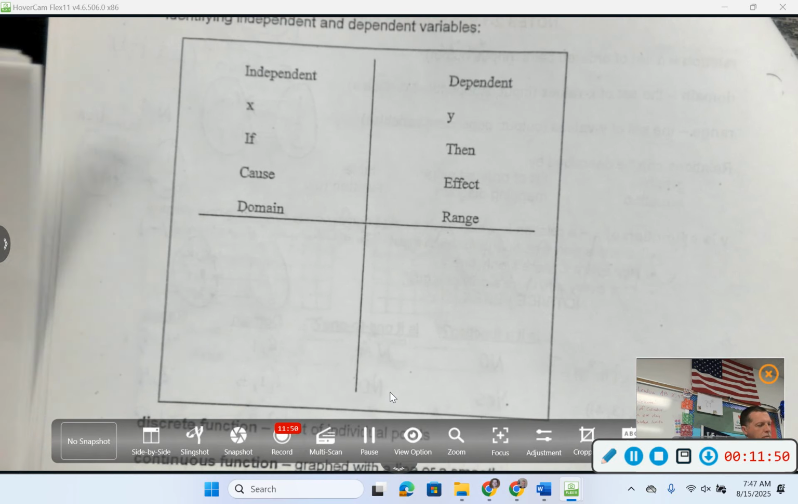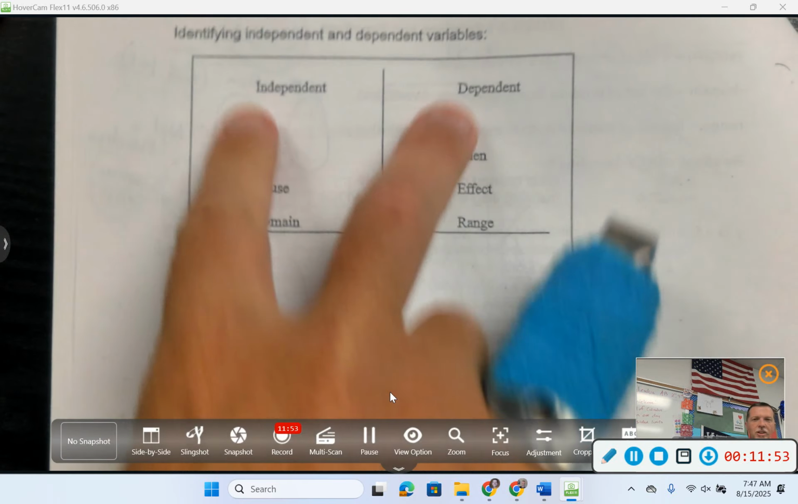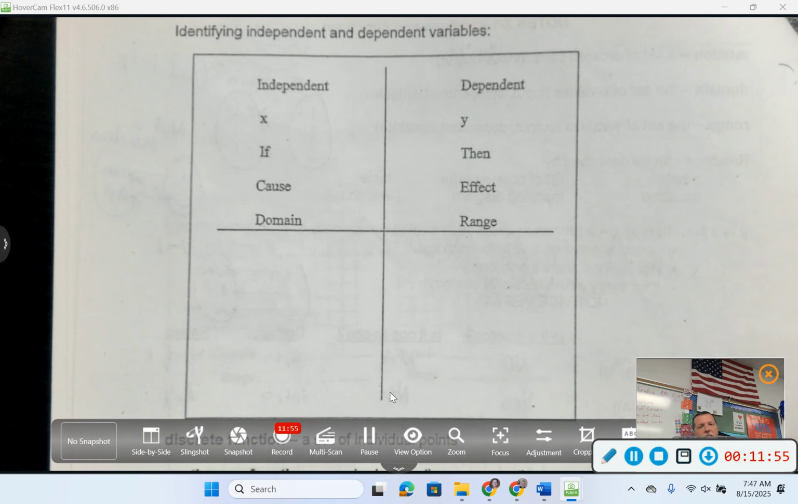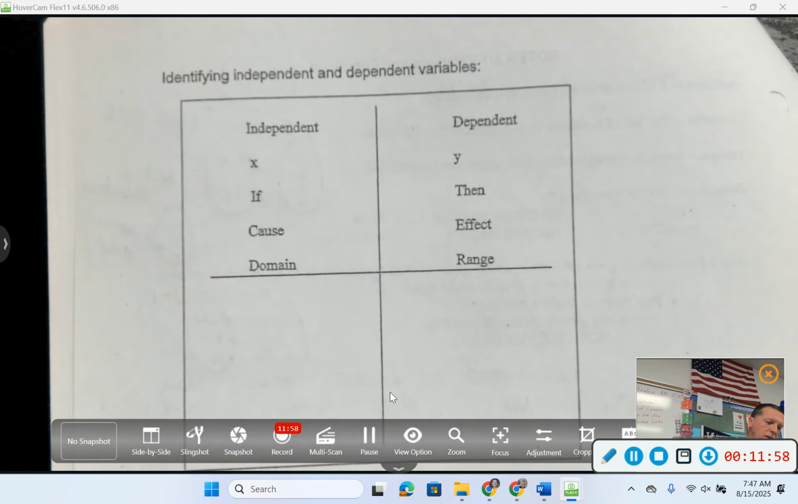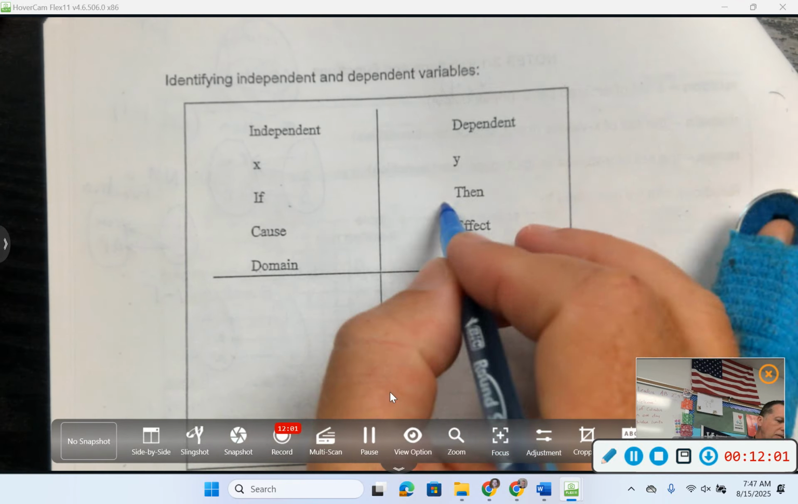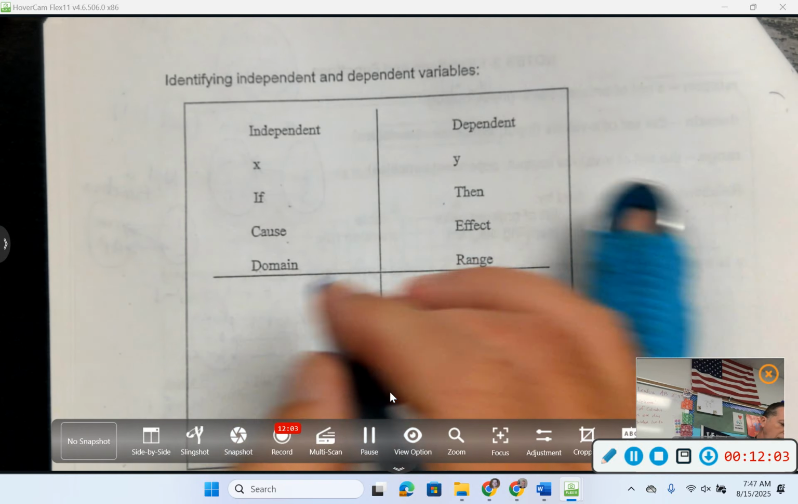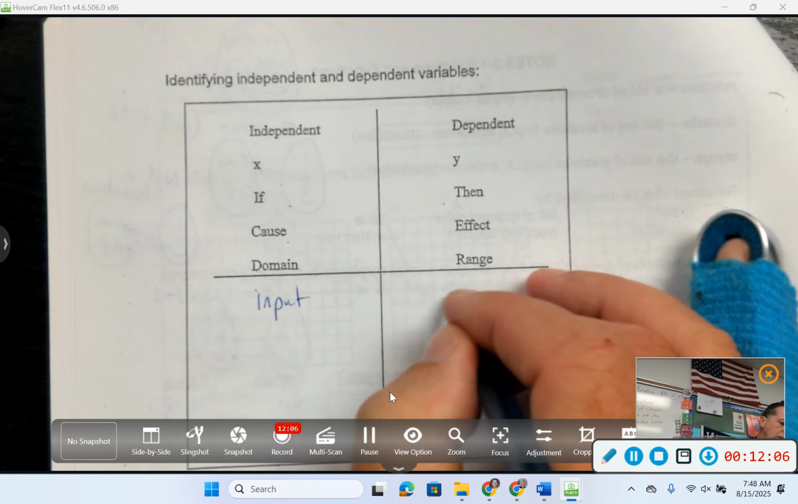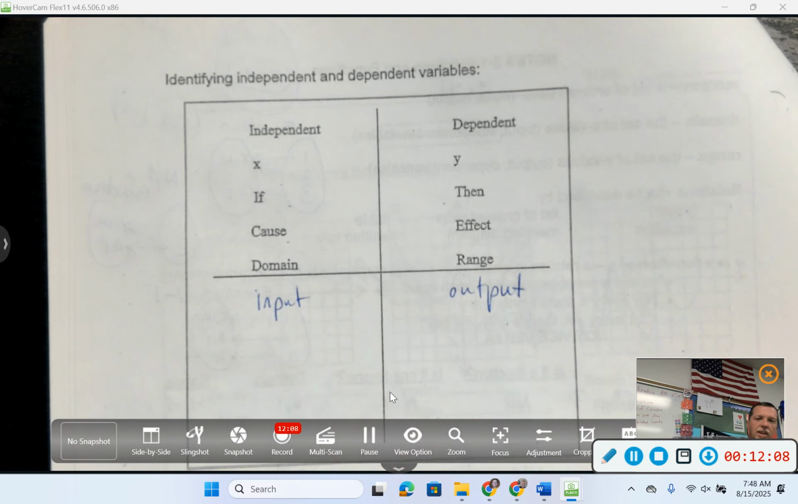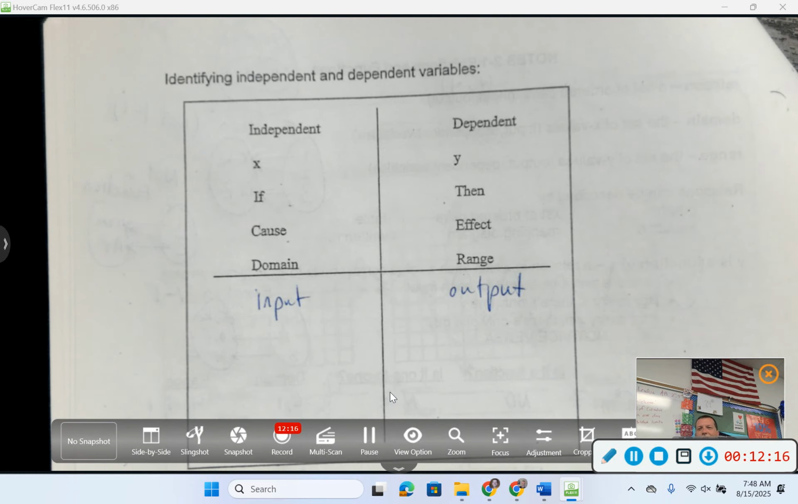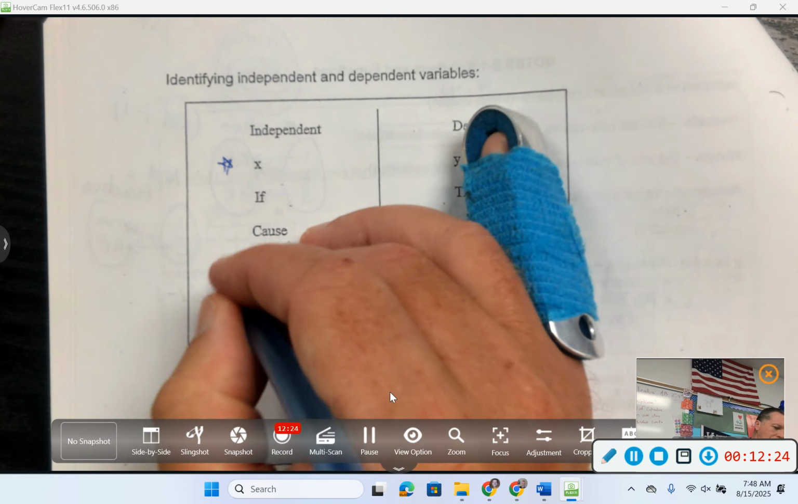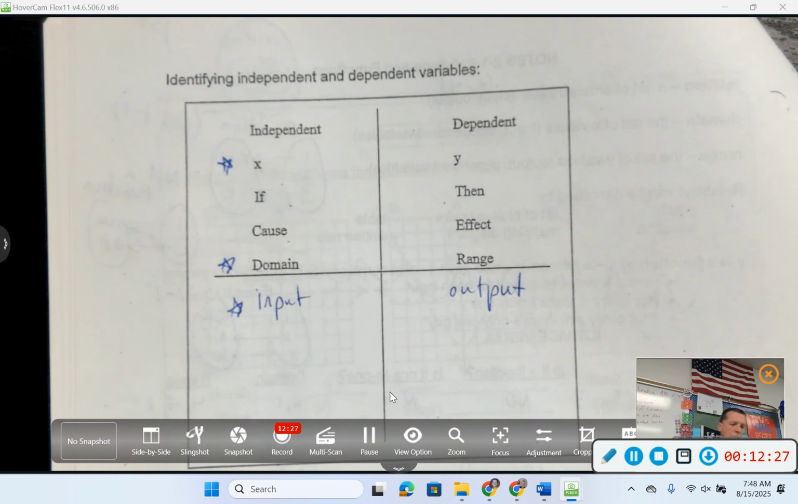All right, now we're going to kind of cruise through some stuff here. Like all of this is right. These are different words for the x value. The independent variable is the x. If, then, cause, effect, domain, range. I would add input, output to this list. So just different ways of phrasing x's and y's. But we're not really going to use that, or at least, I'll phrase it this way. The ones that we will use, you already know. Like x and y, domain and range, maybe input, output.